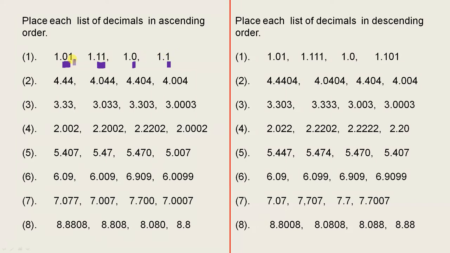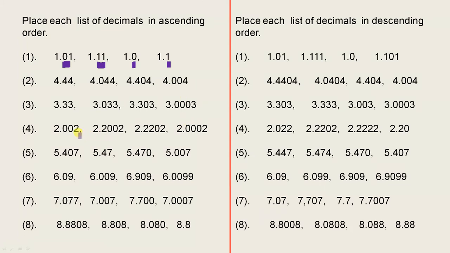Then you can place them in ascending order because we have the same number of digits after the decimal point. That makes it easy to place them in the required order. Now let's just do one more here as an example.